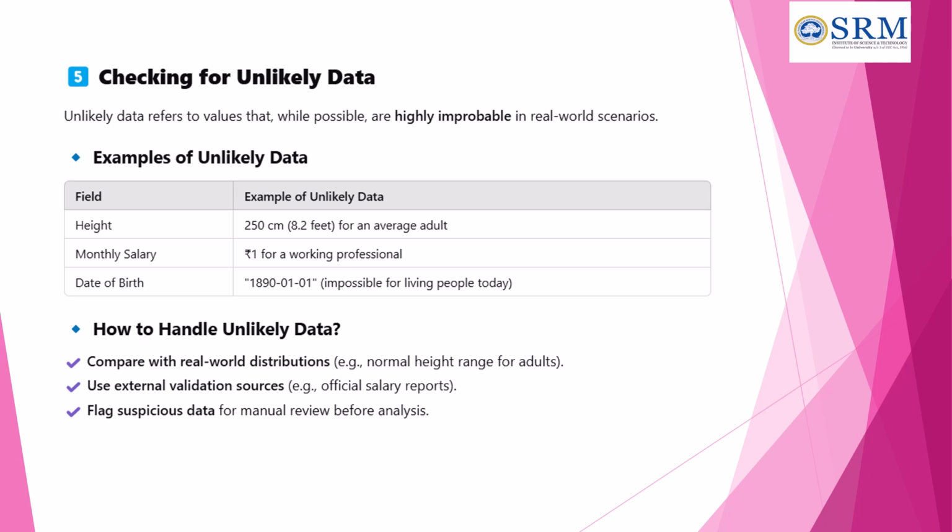To handle such data, we compare values against real-world ranges like typical height or salary levels. We can also check against official sources to verify if the numbers make sense. If values seem suspicious, they should be flagged for manual review to decide if they need correction or removal before using the data for analysis.